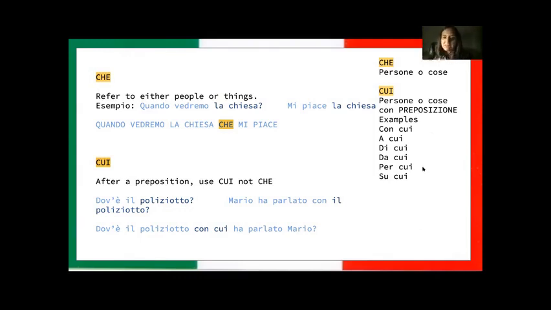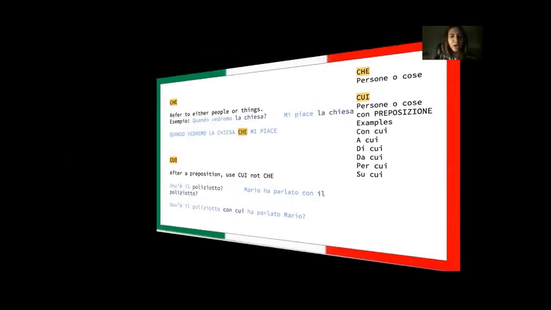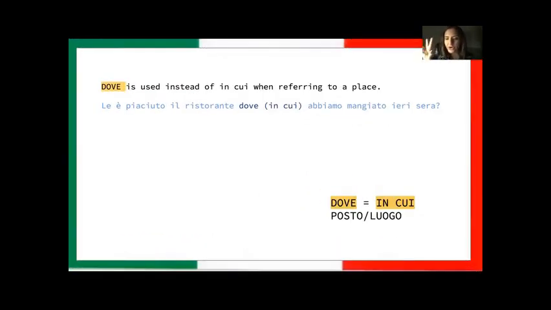So again, let's make sure we know the difference between che and cui. So che is used with people and things. Cui, again, is used with people or things, but with a preposition only. Okay, so let's take a look at the third pronoun, which is dove. Dove instead is used when we are referring to a place.